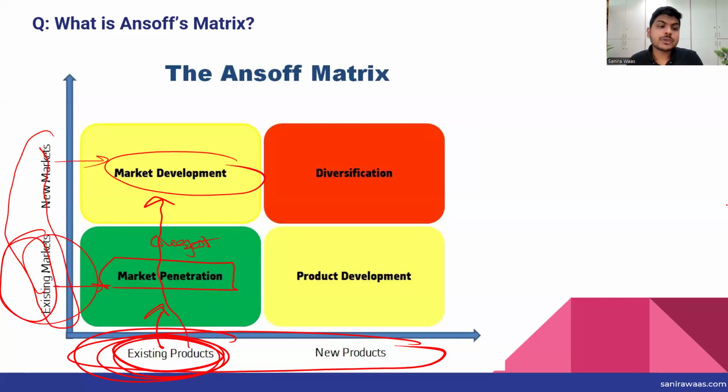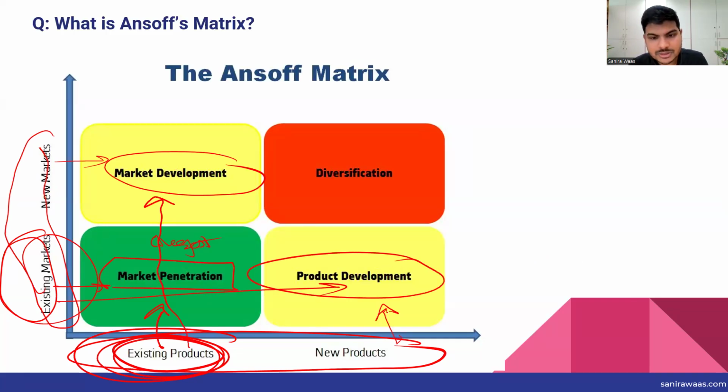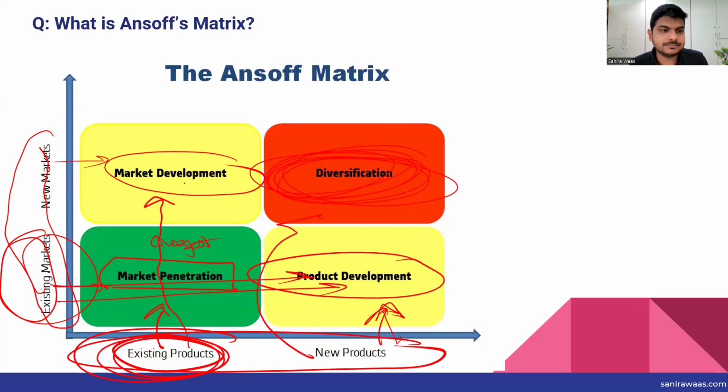Next one is where you are trying to give a new product to an existing market. That is called product development, right? So you are introducing a new product to an existing market, which is called product development. And last but not least, the highest risk category, you are introducing a new product to a new market, which is high risk, but also will have high returns if it works well, right? We call it diversification.